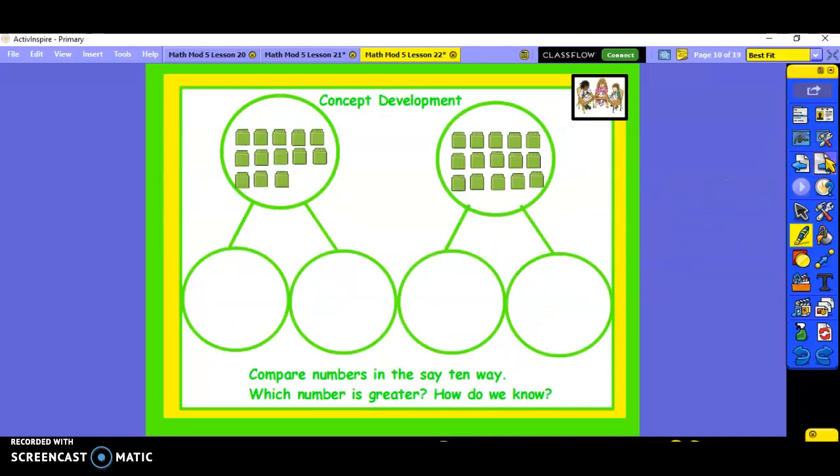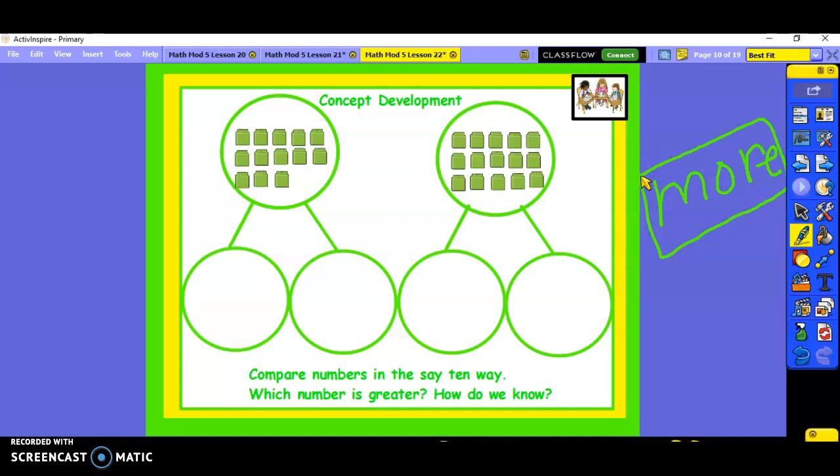We compared pennies just now. Now we're going to move on to comparing teen numbers. We're going to say the number the Say 10 way and talk about what number is greater. That's right, this time we're talking about greater, which in math we know means more. We really practiced that this year. Greater means more, so we're looking for the larger number.